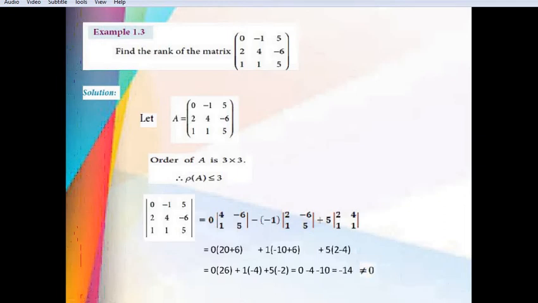So the determinant value is minus 14, which is not equal to 0. It is a non-singular matrix of order 3 by 3. So its rank is 3. Very simple.